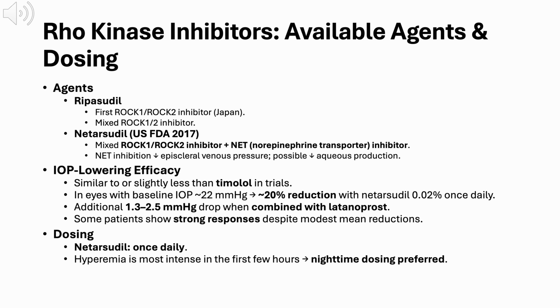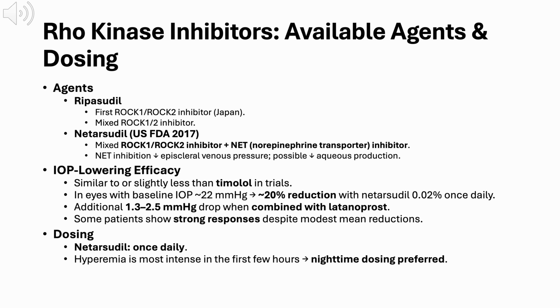Now, let's look at the available Rho kinase inhibitors and how they're used clinically. The first agent developed was ripasudil, introduced in Japan as a ROCK1/ROCK2 inhibitor. It was followed by netarsudil, which gained FDA approval in 2017. Netarsudil is unique. It acts as both a ROCK1/ROCK2 inhibitor and a norepinephrine transporter, NET, inhibitor, which can further lower episcleral venous pressure and possibly reduce aqueous production.